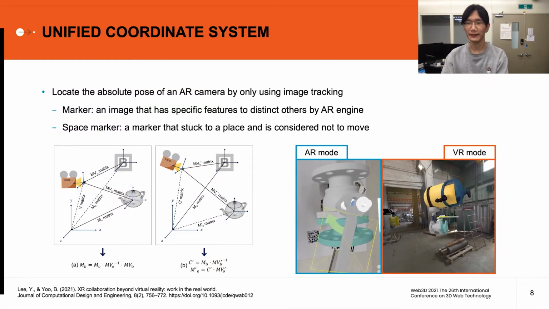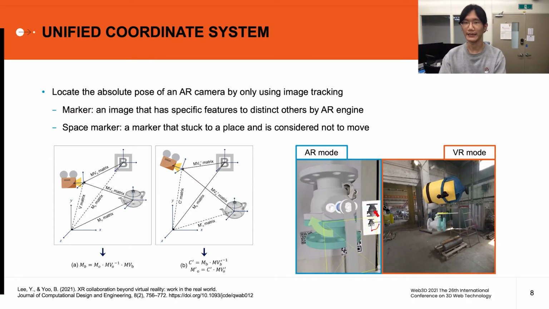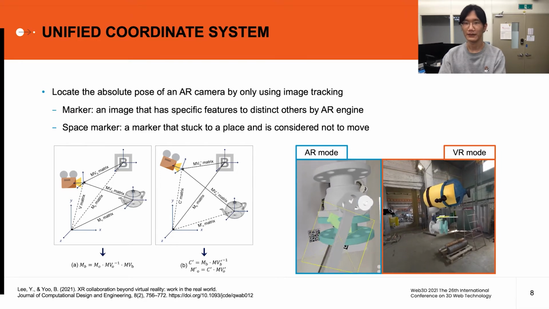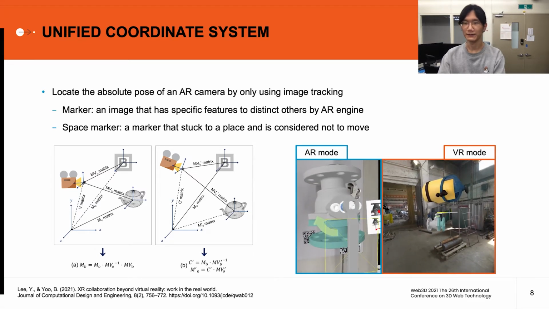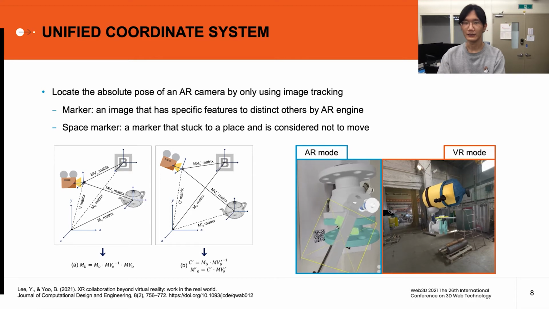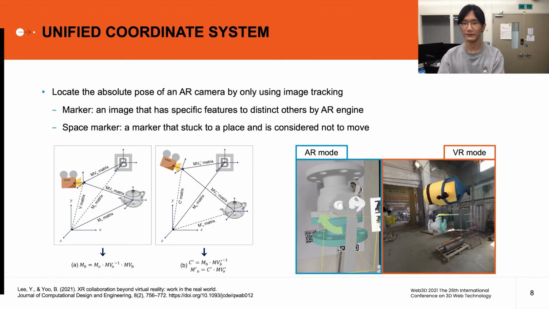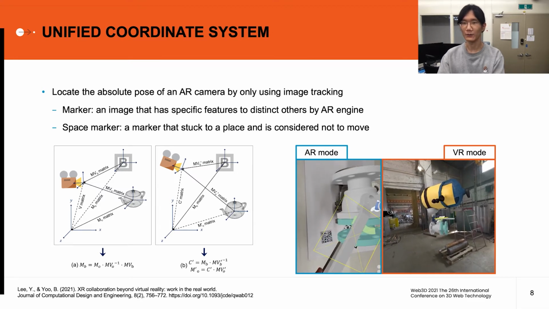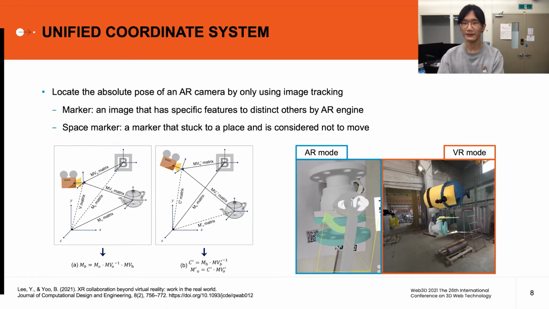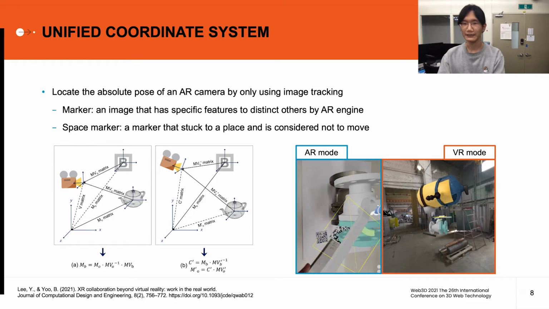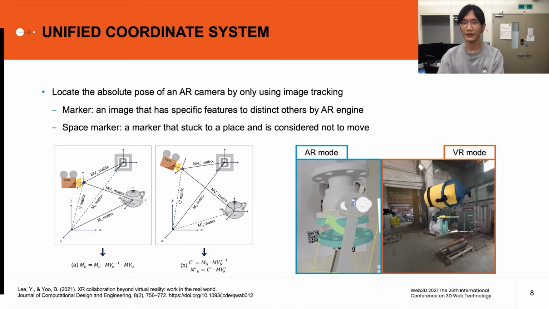In addition to that, we have devised the concept of the unified coordinate system, which is a method to locate the pose of an AR camera in the VR coordinate system. In there, we introduced a special marker called the space marker, serving as an indication for a static point in an AR space. The space marker enables distinguishing the movement between an AR camera and other normal AR markers. This method ensures that users robustly find the AR user's location, even when camera tracking systems such as SLAM or visual odometry don't work. This idea is included in the published research paper, XR Collaboration Beyond Virtual Reality: Work in the Real World.